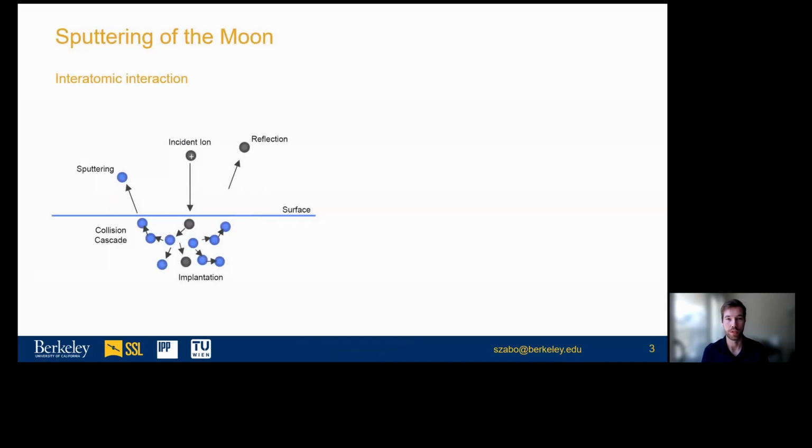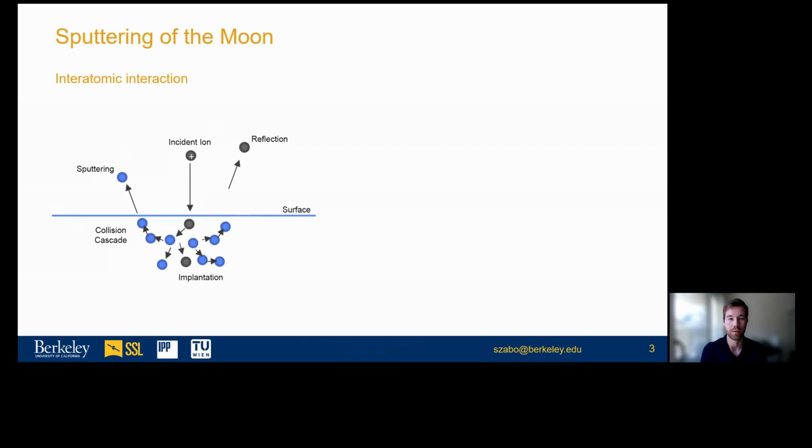Now, generally, to understand sputtering of the moon, there's essentially two pieces to this puzzle. On one hand, we need to have a good idea of the interatomic interaction, essentially what is sketched here on the left, where you have an incident ion impacting the surface, depositing its energy in a region close to the surface. For the solar wind ions, it is mostly tens of nanometers or so. And this forms a collision cascade that ultimately results in the sputtering of atoms from the surface.